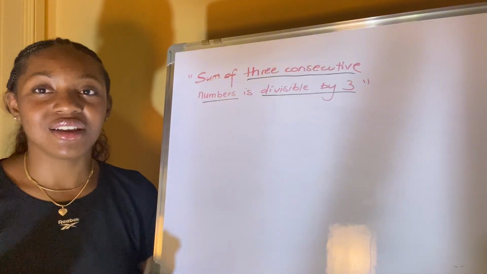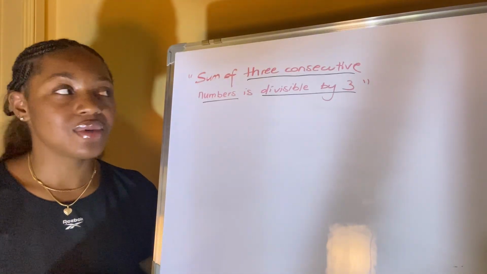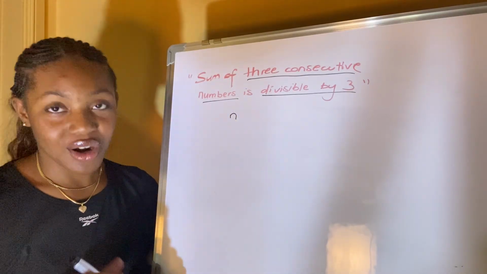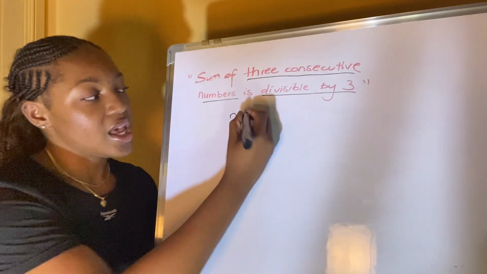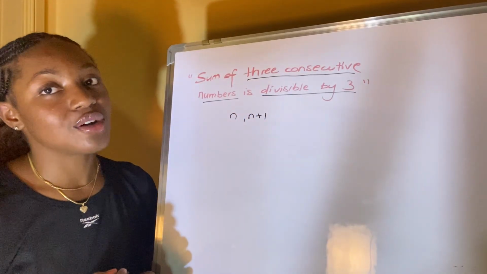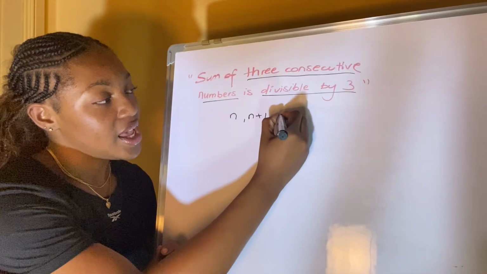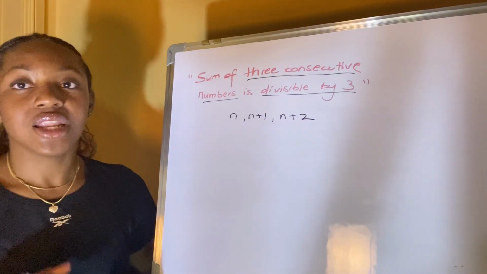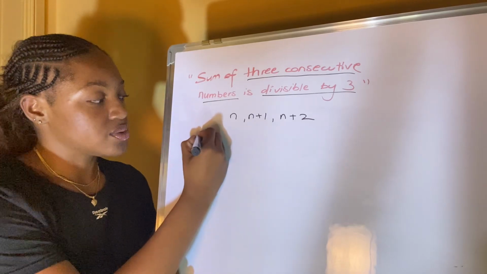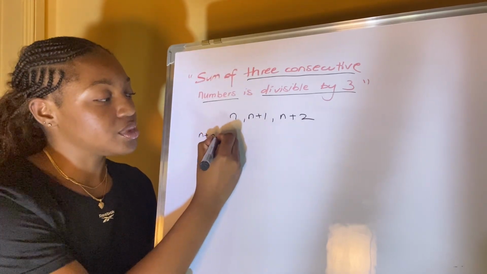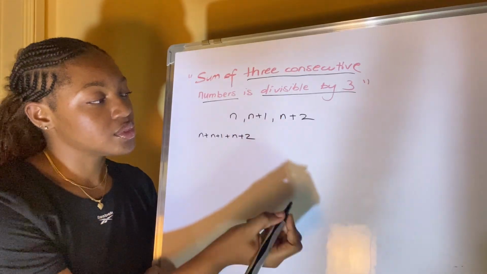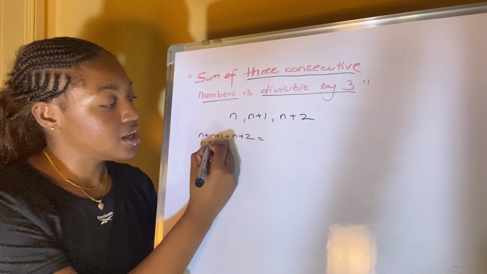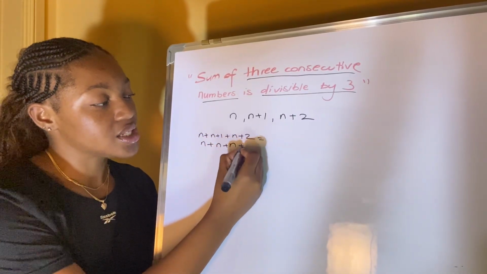So if we're thinking of consecutive as adding 1 each time, let's say we have some number n. What number comes after n? It would simply be n plus 1. What number comes after n plus 1? That would be n plus 1 plus 1, which would be n plus 2. Next, we're going to add these terms because we want the sum. So we're going to have n plus n plus 1 plus n plus 2. Let me put the n's together. So I'm going to have n plus n plus n plus 1 plus 2.